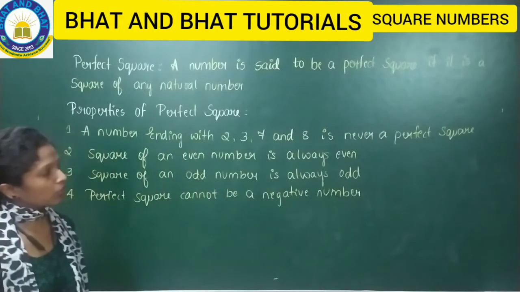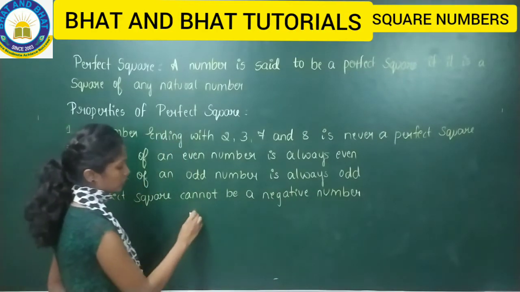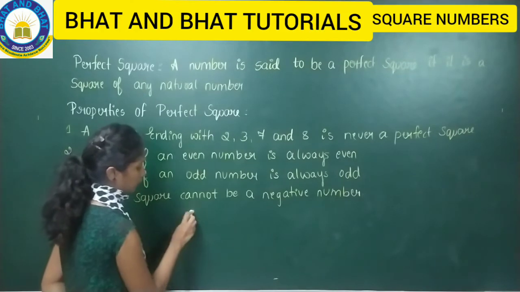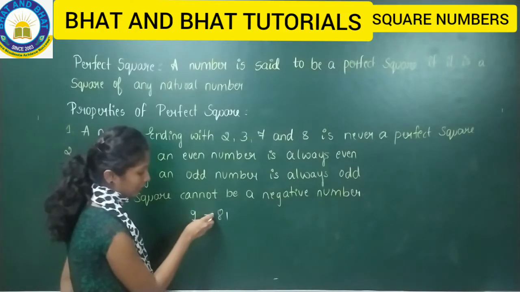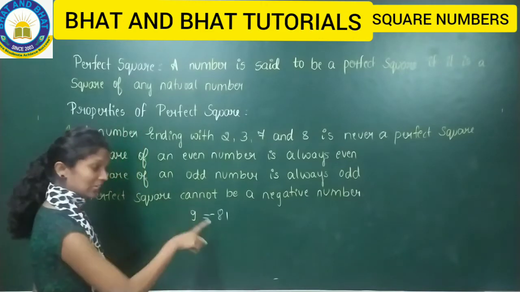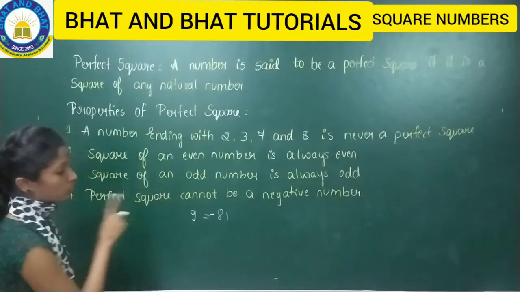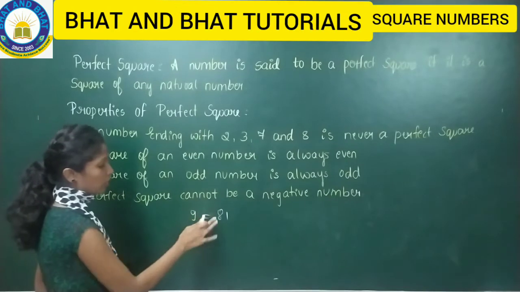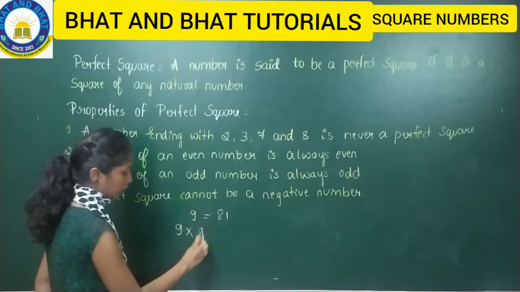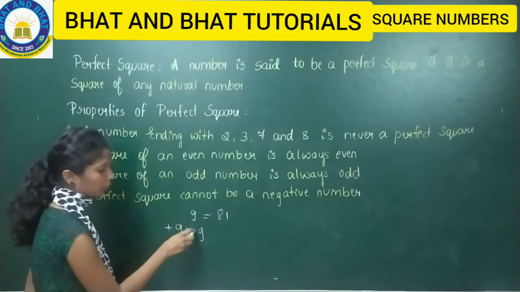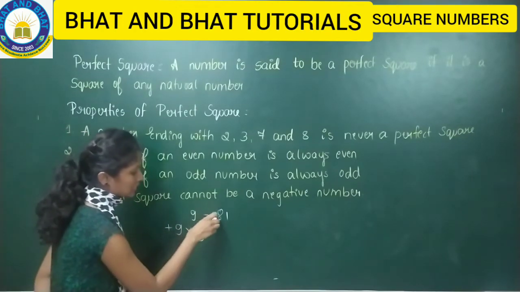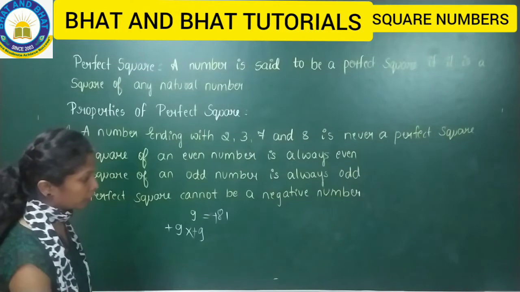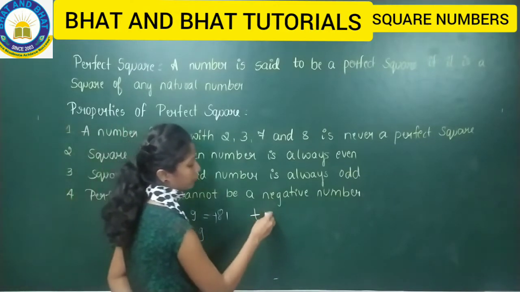And the third point: a perfect square cannot be a negative number. When you are doing the square, say for example, 9. So 9 nines are 81. Is there any negative integer here? No. If it were a negative integer, then it is not a perfect square. So how will you get to know 9 into 9? If nothing is written, we analyze it as plus, right? So plus into plus is plus.